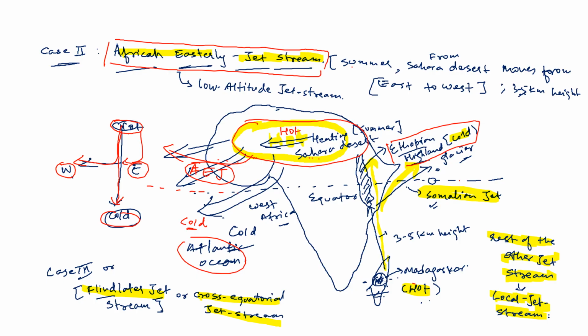Now the third example is what is called the Somalian jet stream, or cross equatorial jet stream, or Findlater jet stream. It arises due to the heat difference between Madagascar and Ethiopia.